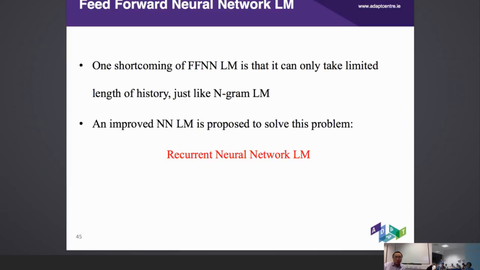One shortcoming of this feed-forward neural network language model is that it can only take a limited length of history, just like the n-gram model. An improved version of the neural network language model is to use the recurrent neural network.